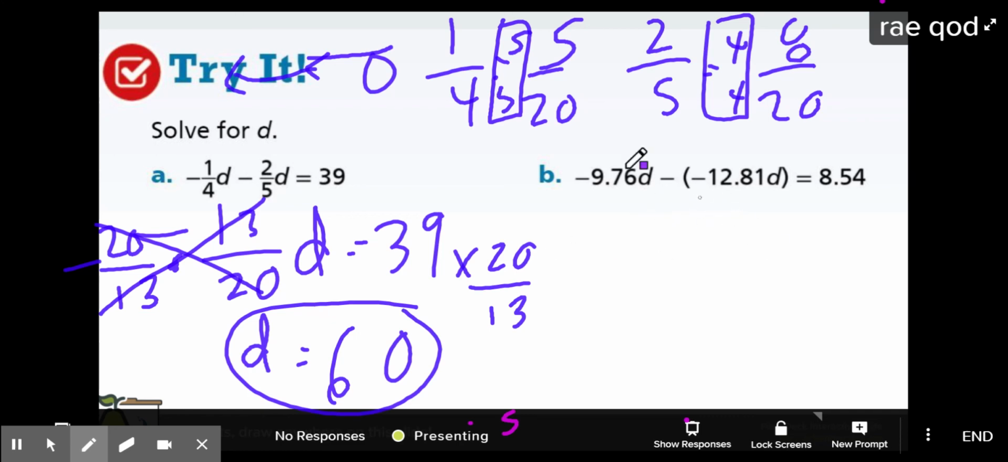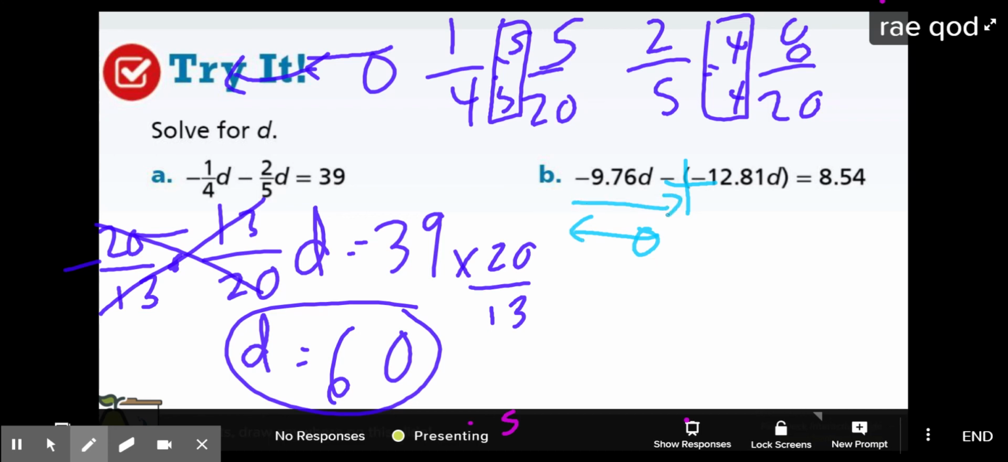And then on this one, woohoo, we don't have any fractions, which makes our lives a little easier. But we do have minus, a negative, and a negative. So again, this is all back to your 7th grade rules. The opposite of an opposite is positive, so this is actually plus. So I have -9 76/100, and I go back plus 12 and 81/100.